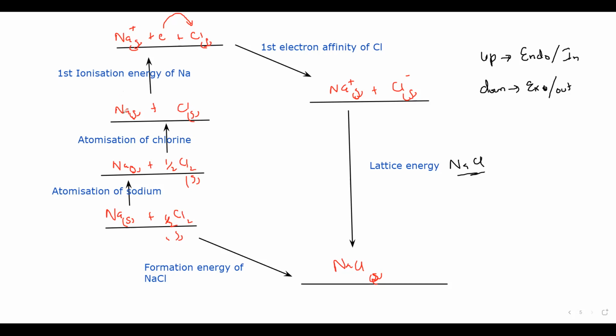Then to remove the electron from the shell of sodium, we have to supply energy, so that is also endothermic. But when an electron is added, chlorine is a non-metal by itself, it will gain an electron. So the first electron affinity will be exothermic. That's why the arrow is pointing down. And when ions come together, they form a bond and release energy. That's why lattice energy is also exothermic. And when elements form a compound, the formation will be exothermic as well. Is the concept of the Born-Haber cycle to explain the lattice energy clear?